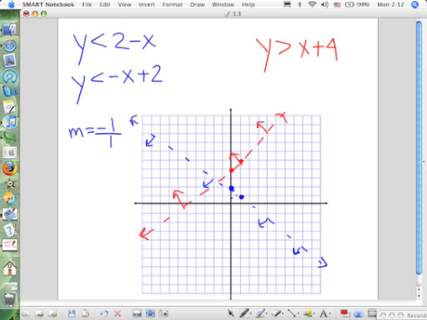So now we've got to identify which of the 4 regions that we just created has the blue and red arrows facing towards each other. The left. On the left, right here. So here is where my shading is. Okay? That's how you do it. If you can't graph lines, you're going to have problems.